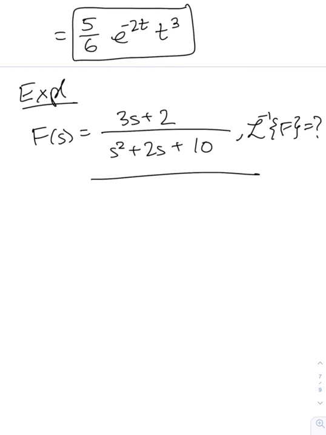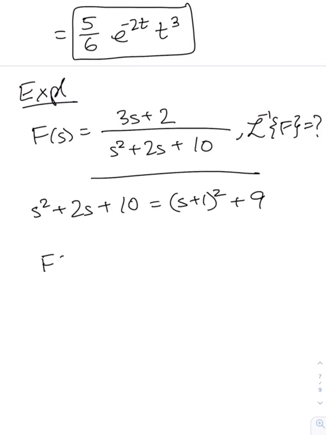We need to complete the square down there in the denominator. So I have s squared plus 2s plus 10, and I can complete the square by writing that as (s plus 1) squared. So there's s squared plus 2s plus 1, and then I need to add another 9 to make it match. So my F of s is, then, I can rewrite that as (3s plus 2) over (s plus 1) squared plus 9.